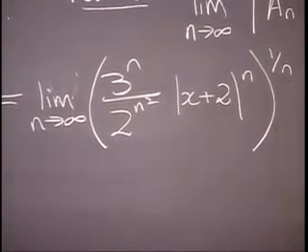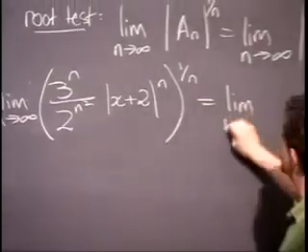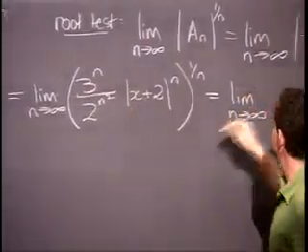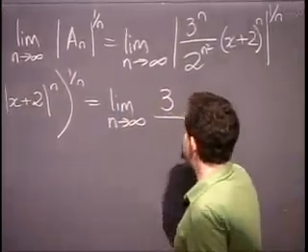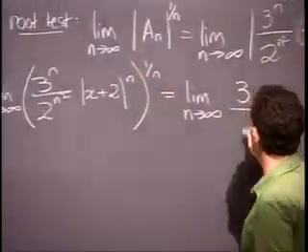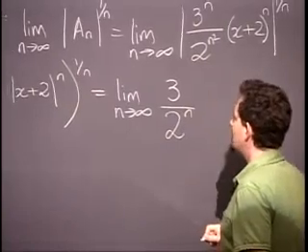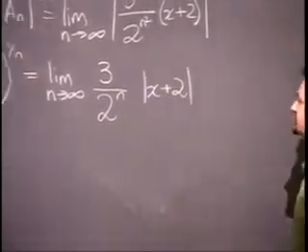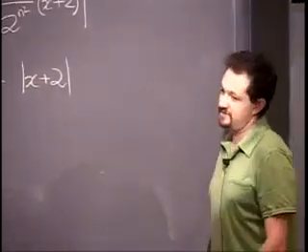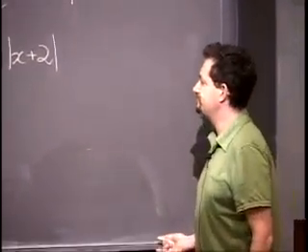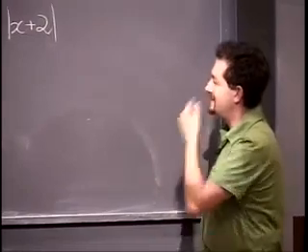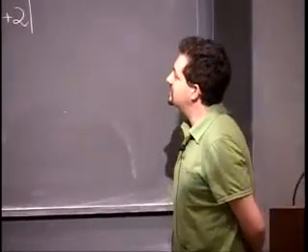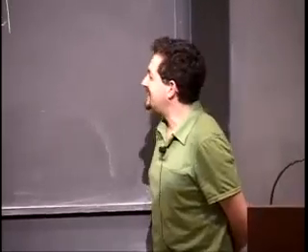Now, take the 1 over nth power before taking the limit, and you get 3 to the n to the 1 over n. 2 to the n squared times 1 over n is just 2 to the n. And the nth root of x plus 2 to the n is just x plus 2. And now you have to take this limit as n goes to infinity. Well, what is that limit? That limit is 0 no matter what x is.